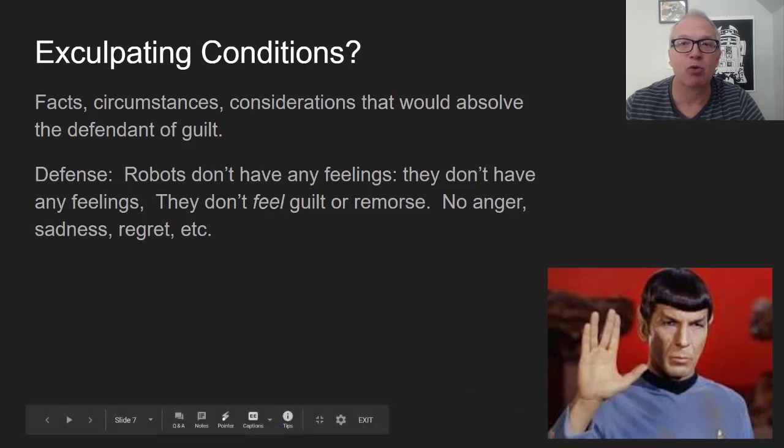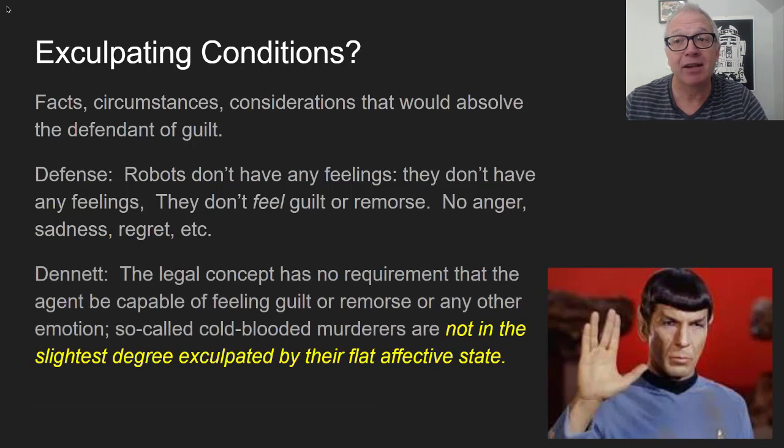So maybe that disqualifies or exculpates them from responsibility here. And Dennett's response is, look, the legal concept of mens rea, the legal concept of a guilty mind here, has no requirement that the agent be capable of feeling guilt or remorse or any other emotion. So-called cold-blooded murders are even worse by most of our accounts, right? They're not in the slightest degree exculpated by the flat affective state, right?